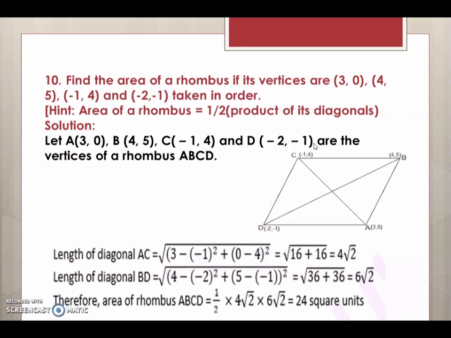So finding the diagonals you can do easily by the distance formula. You have the coordinates of A and C. So you can find the AC length using the distance formula, and you can find the BD length using the distance formula, and then half into D1 into D2, you can find the area of the rhombus. So length AC is coming as 4√2, BD is coming as 6√2, and the area of the rhombus, when you multiply half into D1 into D2, you will get 24 square units.